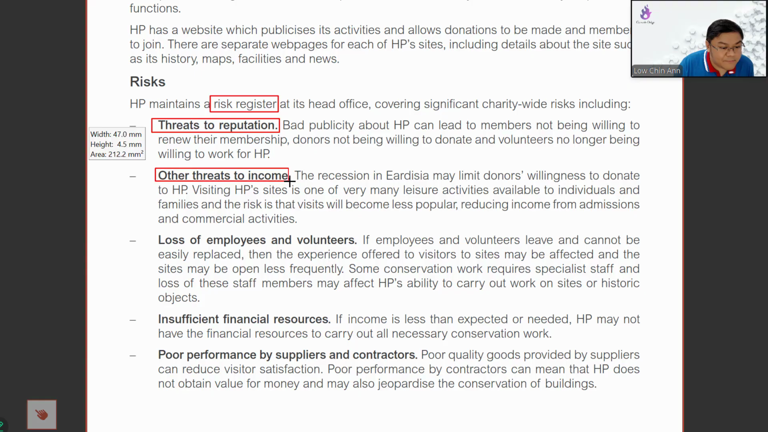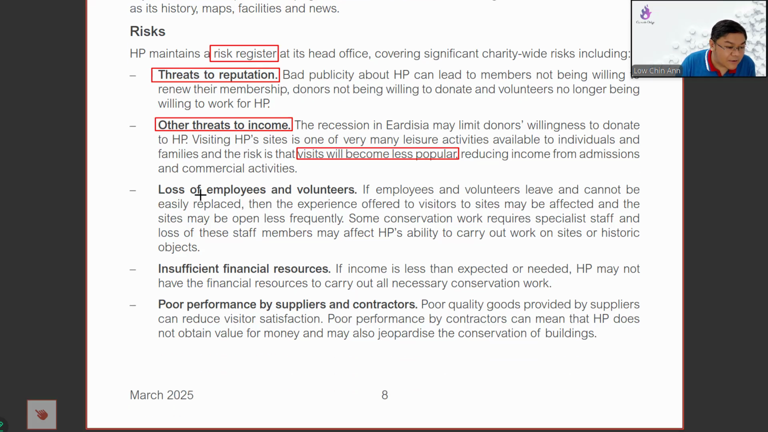Other threats to income: recession can limit donors' willingness to donate. Visiting the sites is one of the very many leisure activities available to individuals, but there is the risk that the visit will become less popular, reducing income from admission and commercial activities. So how do you want to promote? How do you want to increase the awareness so that people will be willing to come? Okay, loss of employees and volunteers. So again, this will relate to your reputation, obviously.